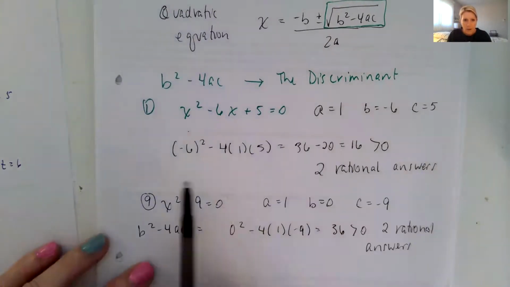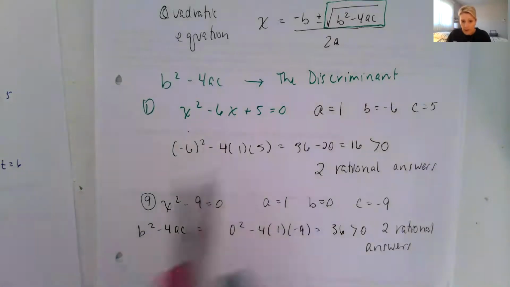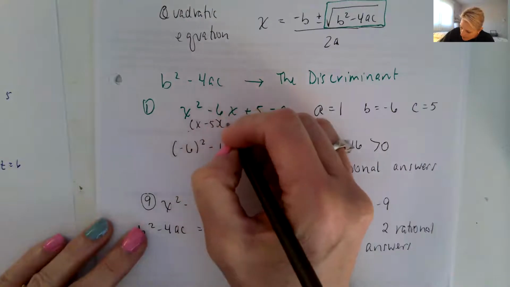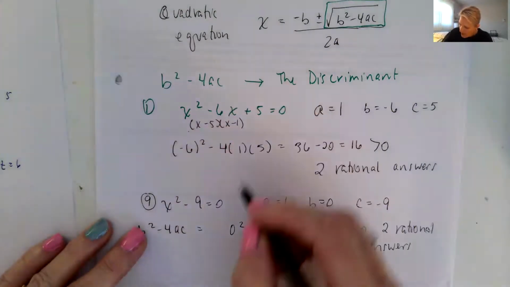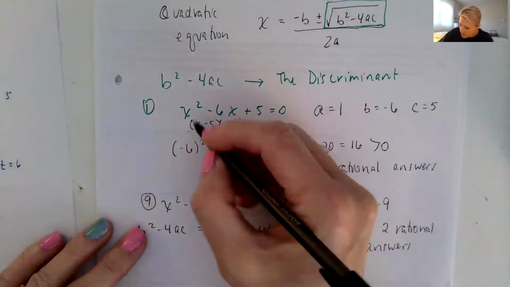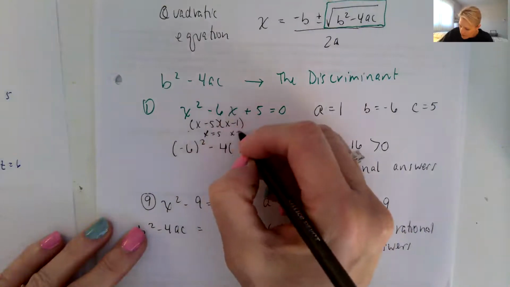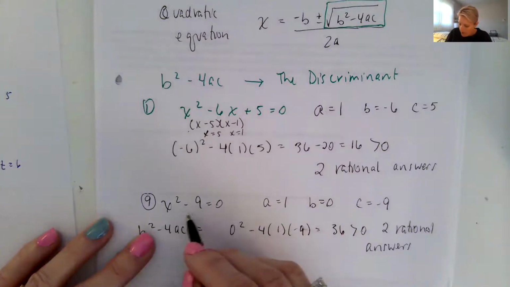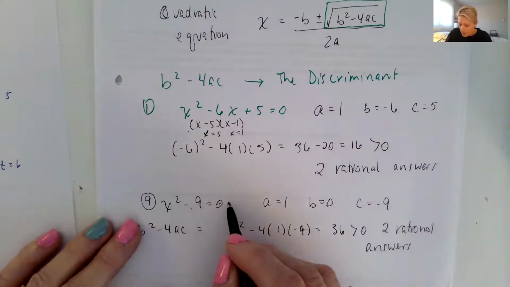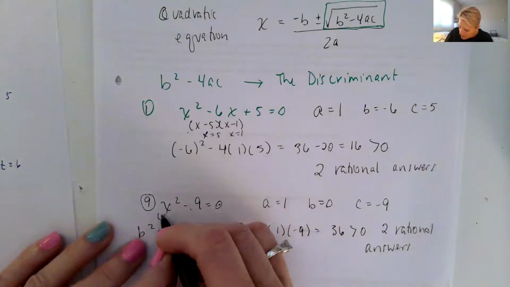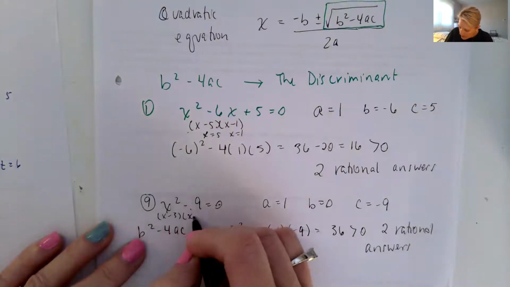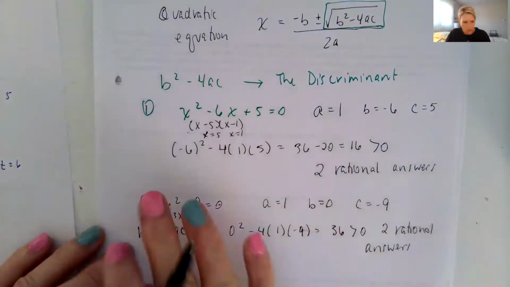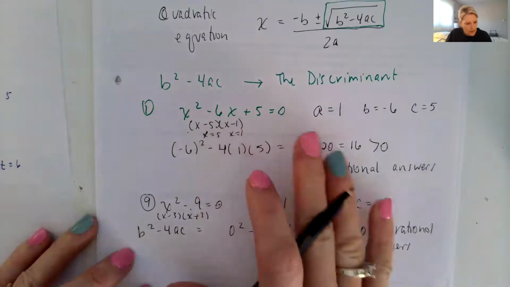So in both of these, if we actually wanted to go further and solve them, the first one could factor into x minus 5, x minus 1. And you can see then we would have the solution of x equal to 5 and x equal to 1. And then for this one, you could either move the 9 over and take the square root of both sides, or you could factor into the two conjugates of the difference of squares. So that would be an option, but they're just asking us to find the number and kind of solutions.